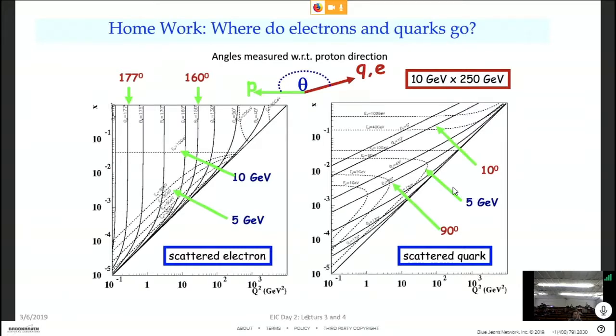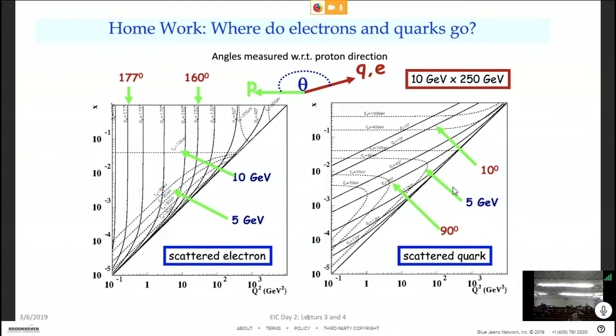So let's look at the left-hand side plot, which shows the scattered electron. At the center, just above the figures, is a cartoon of a green proton going leftward, and the jet is quarks here, and the electron angle is measured with respect to the proton direction. Because in an asymmetric collision like that, the center of mass of the system is moving towards the proton. So the convention is we always take the proton's direction as the zero angle, or the forward direction, and with respect to that we measure all the angles, theta.